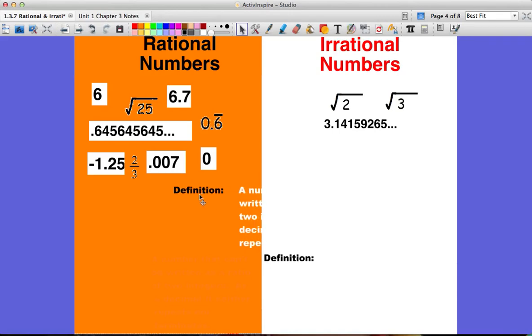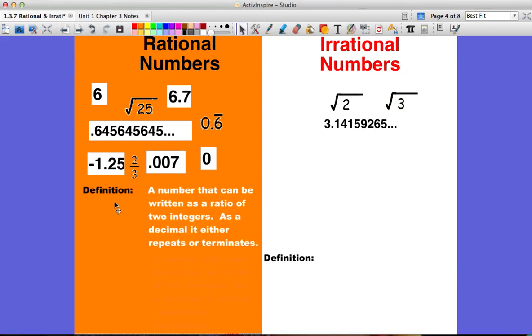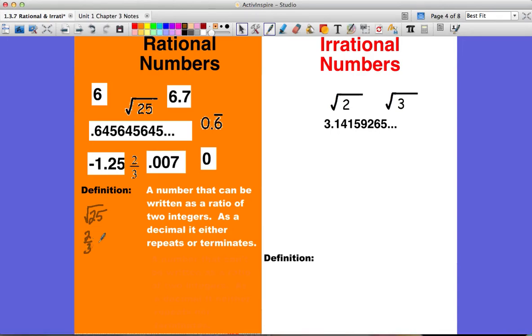So to go on definitions, a rational number is a number that can be written as a ratio of two integers. As a decimal, it either repeats or terminates. Okay, and in your example, I would actually like you to put a couple of examples. I want you to put the square root of 25. I would like you to put 2/3. I would like you to put 0 and 1/10 repeating. Okay, and then I'd also like you to put a -4 and a +1 and 25 hundredths, just so you can see all the different variations of numbers here.